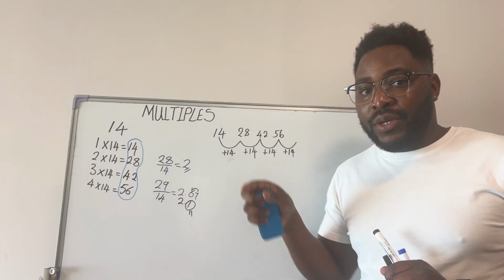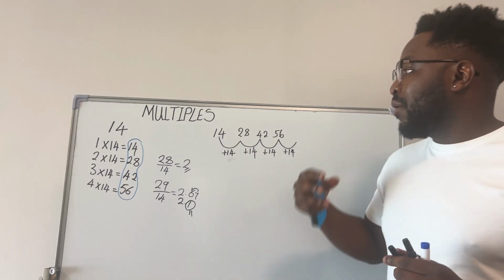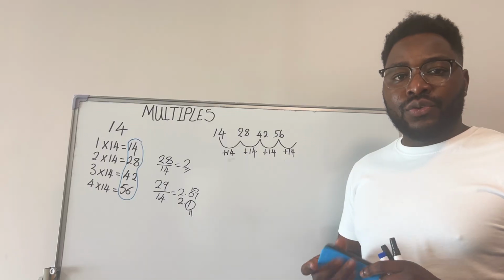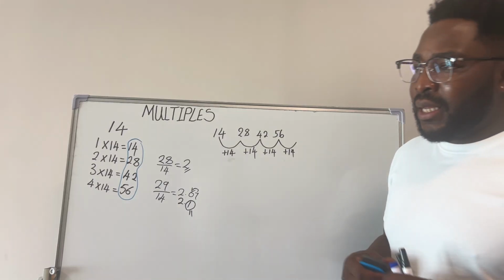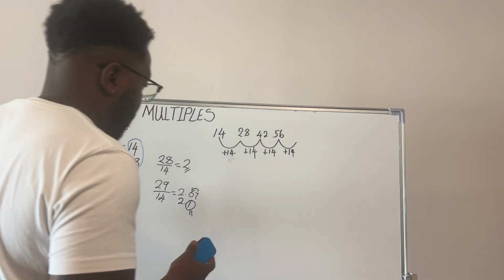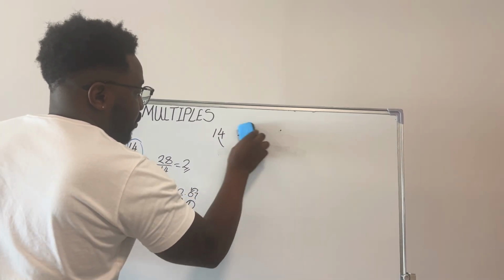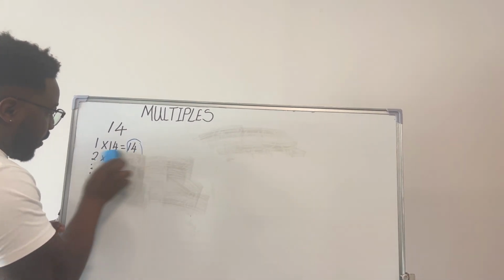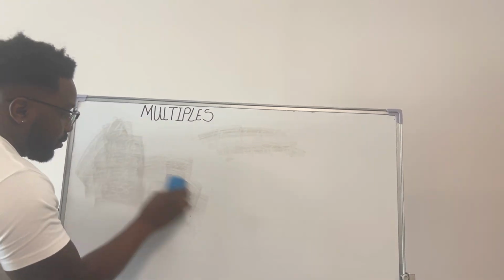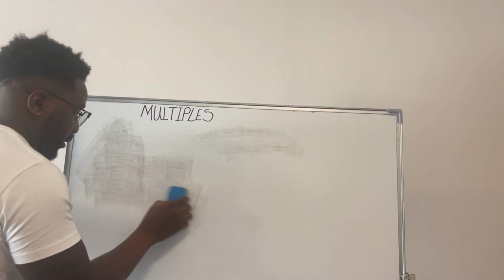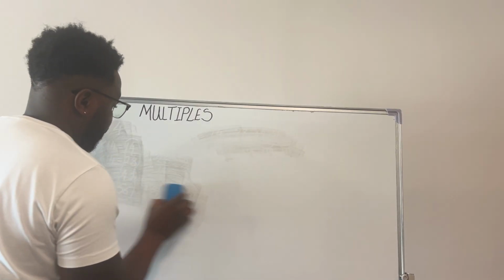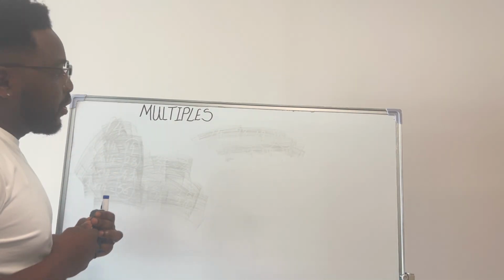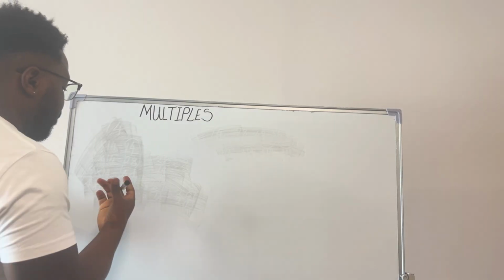Okay, so now that we've got a concept of what multiples are and how we can find multiples, let's try to do another example. Allow me to erase this. Sorry about that. I hope everything will be clear as we do our second example, as we find multiples of this other number. Let's take 15. Let's go with 15.